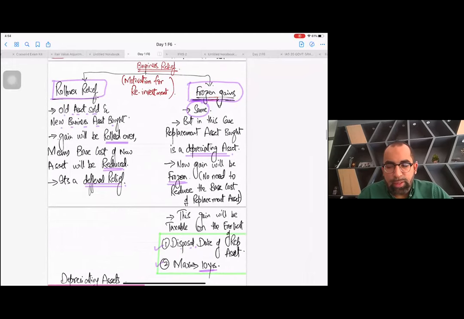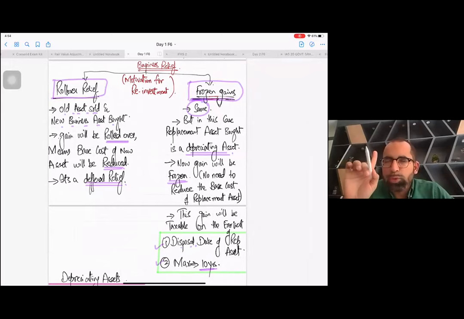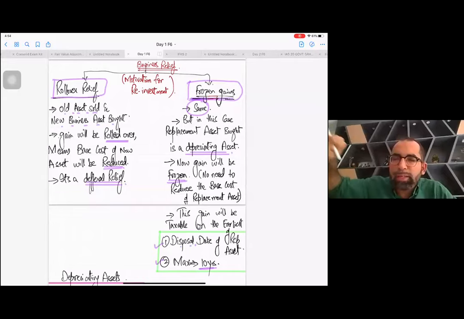In this DEFL, there are two types. First is rollover and the second is frozen gains. In rollover, you need to reduce the base cost of replacement asset. In frozen gains, you are not supposed to reduce the base cost of replacement asset. Instead, you freeze your gain. You put your gain in the freezer.